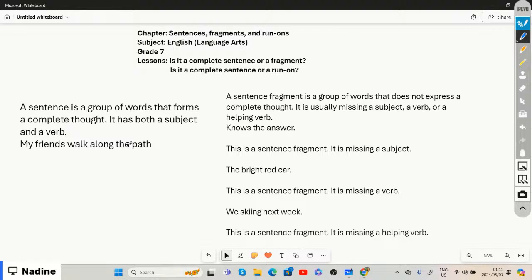And then we have a fragment. A fragment is a group of words that does not express a complete thought. It's usually missing either a subject or a verb. For example, this is a sentence fragment. It is either missing a subject, or it's missing a verb, or it's missing a helping verb.